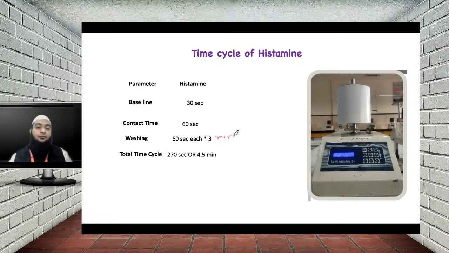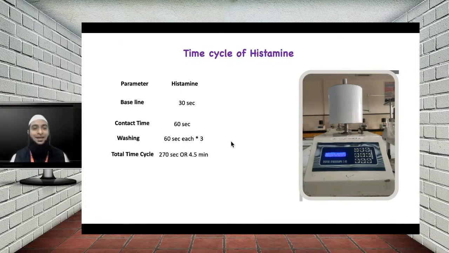For the total time cycle, if you look at this, 30, 60 and this 3 minutes, then it is going to be 90 seconds, and 90 plus 180 is going to be around 270 seconds, or around 4.5 minutes. So 4.5 minutes is the total time cycle in case of histamine. So this is another very important experimental parameter that you need to keep constant throughout the experiment.